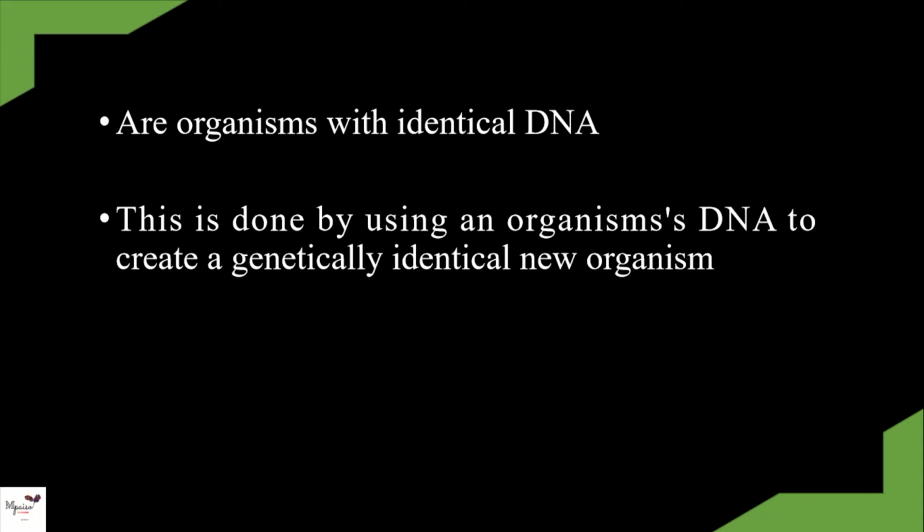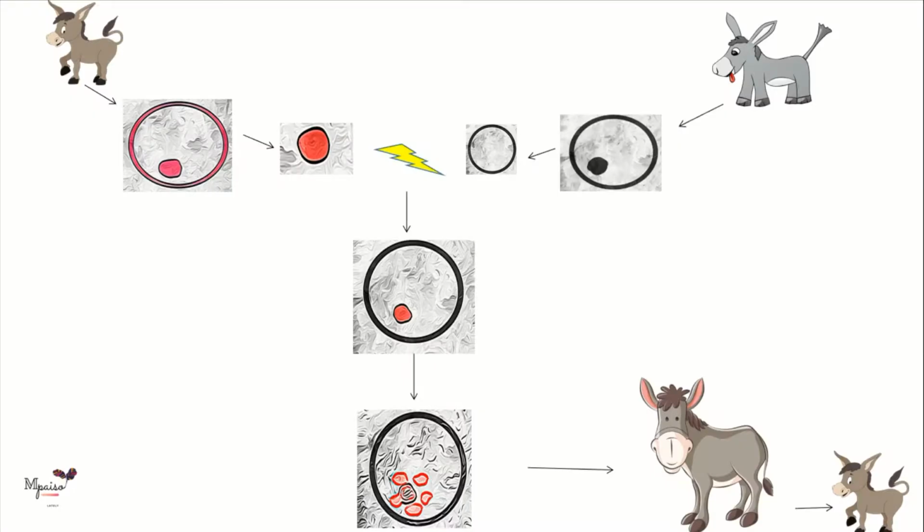Now, there are advantages and disadvantages to this, which we'll tackle later on. But for now, let's look at the process of cloning. With the process of cloning, you actually need a donor. Now, in this case, our donor is organism A.